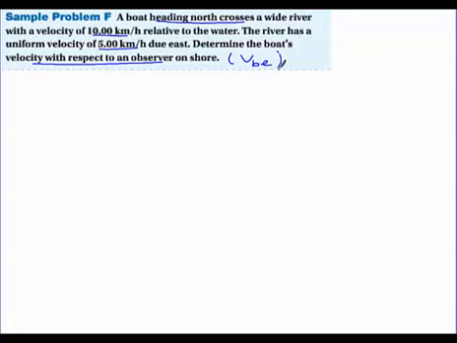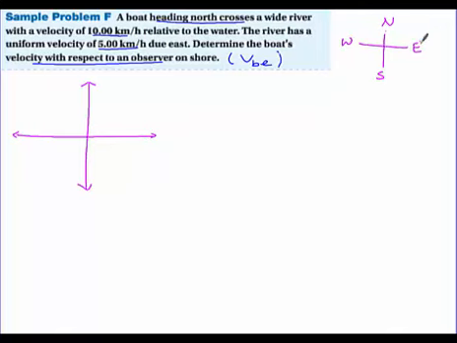So the first thing we have to do is draw a graph and represent this concept graphically. Let's put our coordinate axis, our coordinate plane. We know the cardinal directions: this is north, this is west, this is south, and this is east.